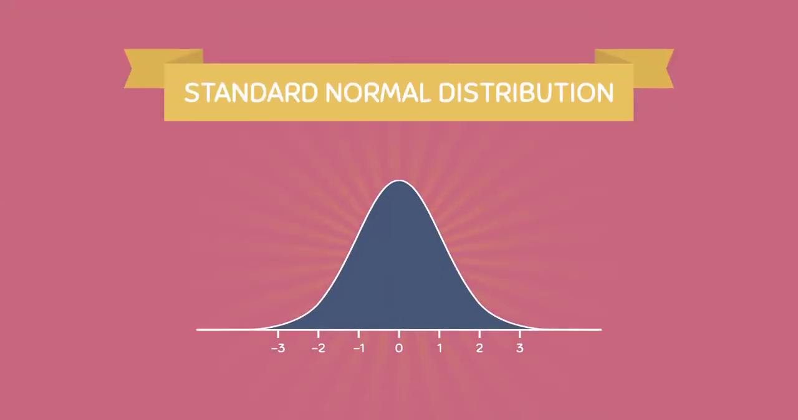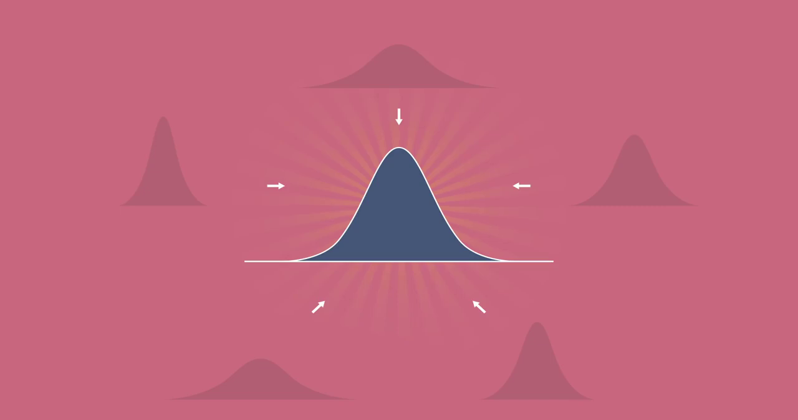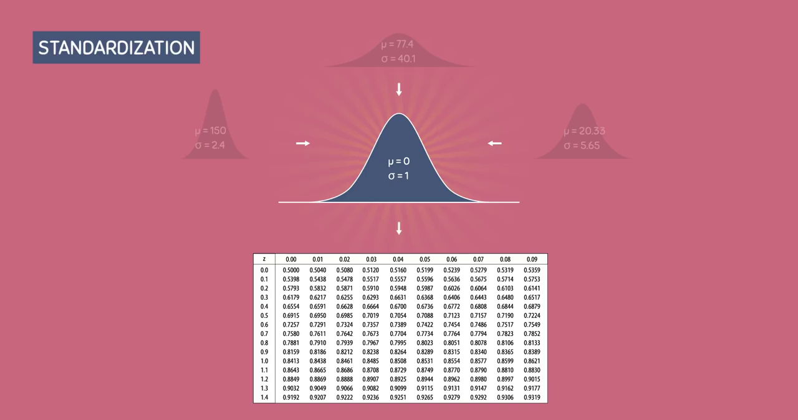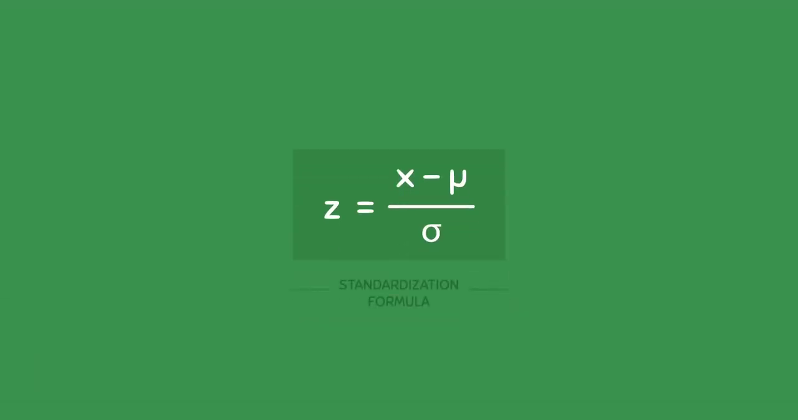The special thing about the standard normal distribution is that any type of normal distribution can be transformed into it. In other words, any normal distribution with any value of mu and sigma can be transformed into the standard normal distribution where you have a mu of 0 and a standard deviation of 1. This conversion process is called standardization. The benefit of standardization is that it allows us to use the z-score table to calculate exact areas for any given normally distributed population with any value of mu or sigma. Standardization involves using this formula.